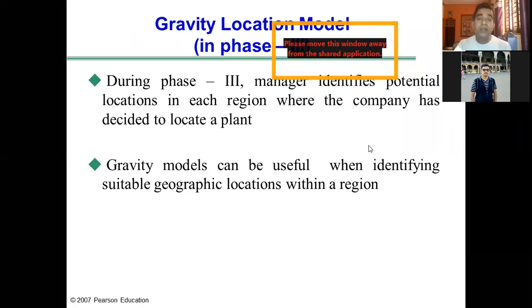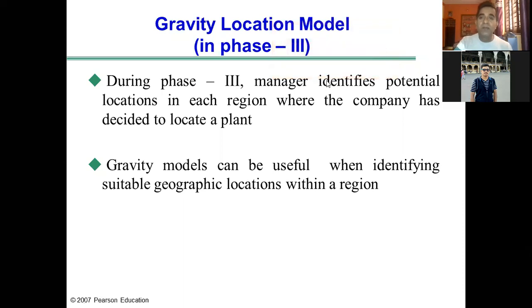Then the next type of model is the gravity location model. It is used in phase 3. Network optimization models are used during the second phase of the global network design, whereas gravity location models are used in phase 3. During phase 3, the manager identifies the potential locations in each region where the company has decided to locate a plant.